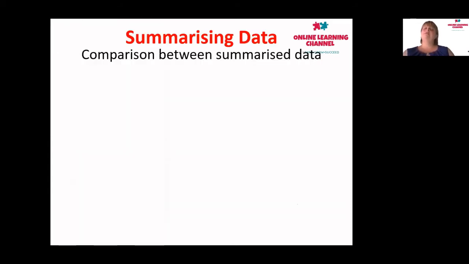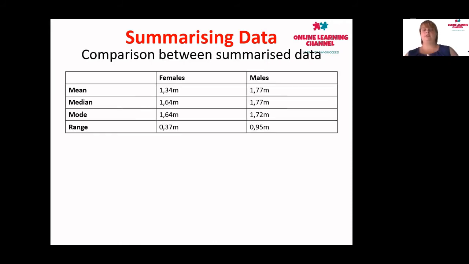Okay, so comparison between the summarized data. What I did now was all the methods that you use to calculate everything, I just went and put it in a table. So you can actually see the mean is 1.64. Sorry, there's a typing error. The median is 1.64. The mode is 1.64. So for the females, it's all 1.64. The males, 1.77, 1.77, 1.72. So it's a bit below, but it's still almost in the middle. And then you can see your range is 0.37 and 0.95 meter.